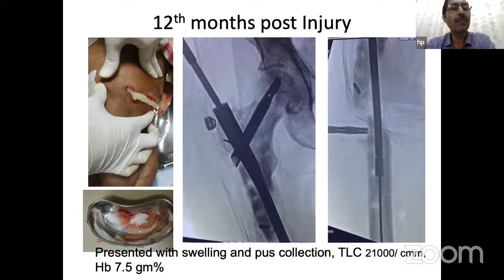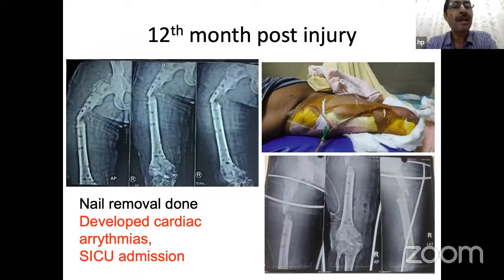The patient was sent home with a nail in situ, but within a month, the patient again reported back with swelling in the thigh with pus pouring from the medial wound and lateral wound, and therefore we decided to take out the nail and we reamed the femur. But during this procedure, again the patient had some problem. Next slide, please. We took out the nail, but the patient developed cardiac arrhythmia. Therefore, we simply kept the patient on a Thomas splint along with traction and dressing was done.